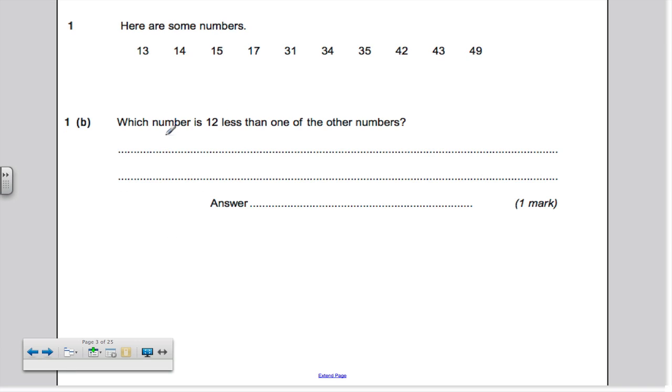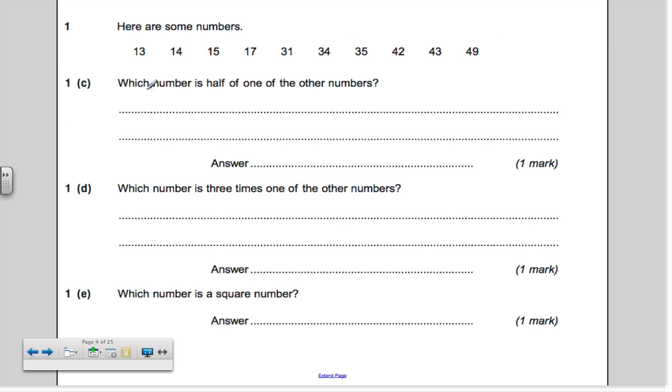Okay, 1B, we're looking for a number in this list that is 12 less than one of the other numbers. Well, that certainly can't be 12 less than one of the numbers. Neither can that. Neither can that. Can 35 be 12 less than any of these numbers? Nope, that doesn't work. 34, is 34 12 less than any of these? Nope, that doesn't work. 31, if you look closely, 31 is 12 less than 43. So 43 take away 12 is 31. So our answer must be 31.